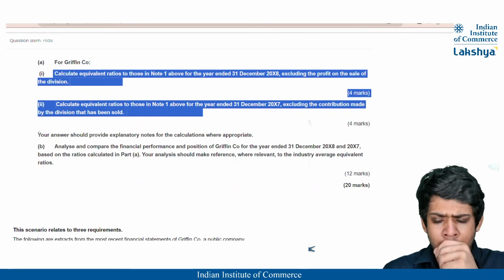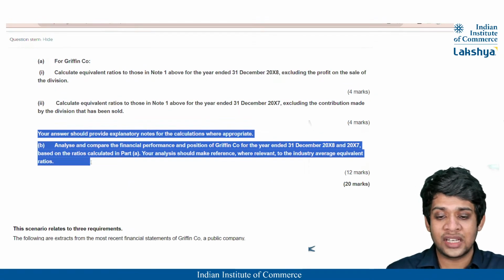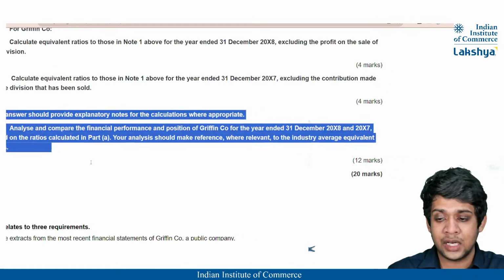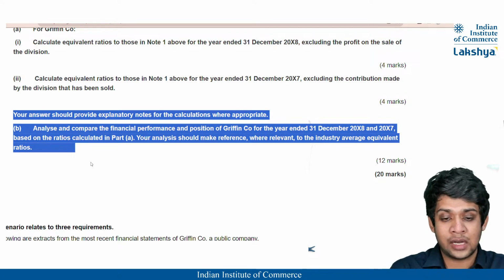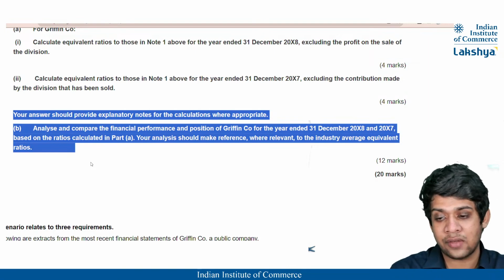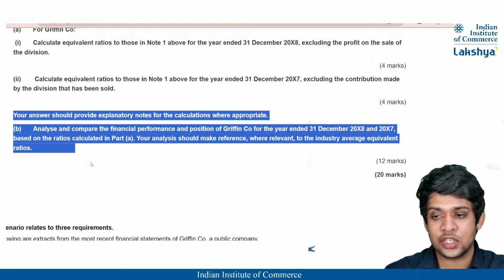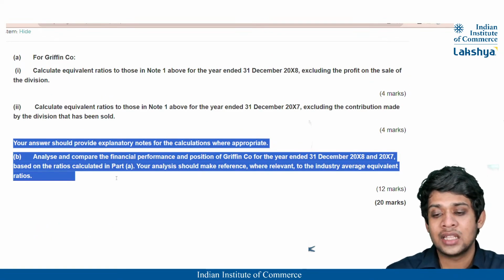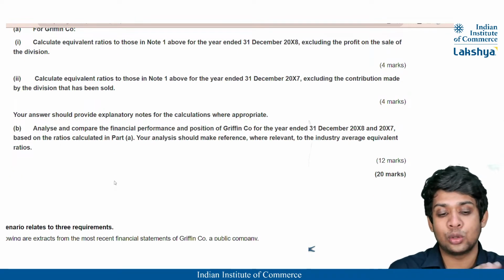Lastly, your answer should provide an explanatory note for the calculations wherever it is appropriate, and you're also supposed to analyze and compare the financial performance and position of Griffin Company for the year ended 31st December 2008 and 2007 based on the ratios calculated in part A, right? So that means you have to compare the ratios which are calculated in part A. That means the comparison is going to be between 2008 and the adjusted 2007.